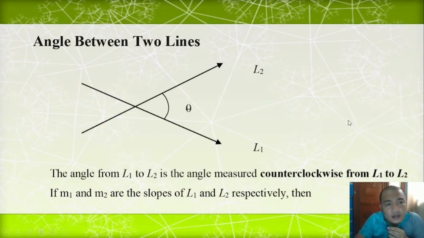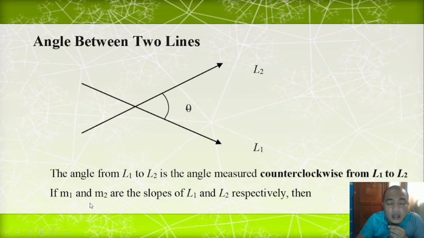So we have here our new lesson, angle between two lines. As you can see in the figure, there are two lines, line 1 and line 2. And from line 1 to line 2, we have formed an angle which is theta. The angle from line 1 to line 2 is the angle measured counterclockwise from line 1 to line 2. In this topic, there is a keyword that you should always remember: counterclockwise. So from line 1 to line 2, that's the angle formed.